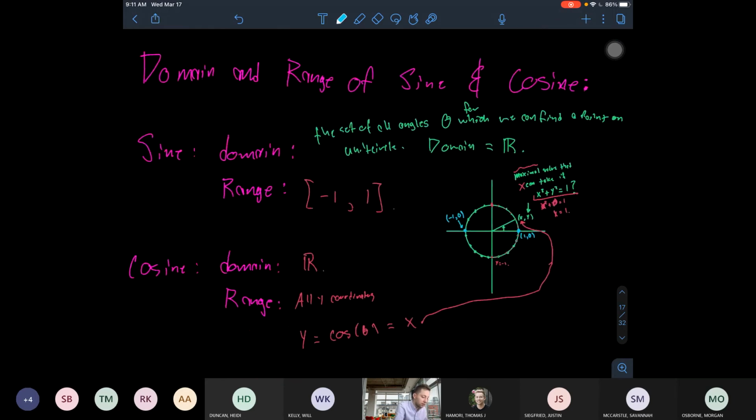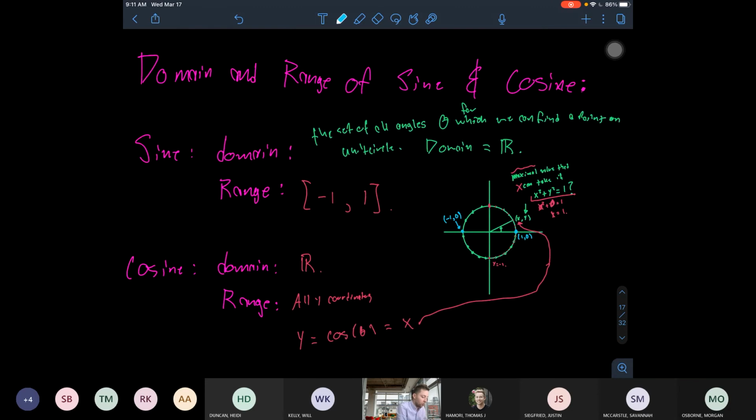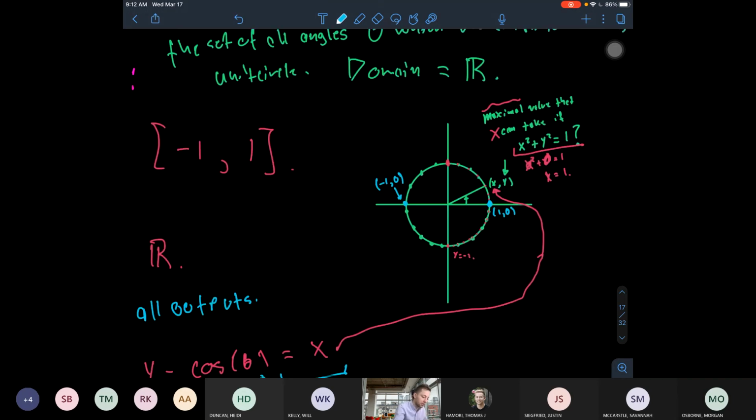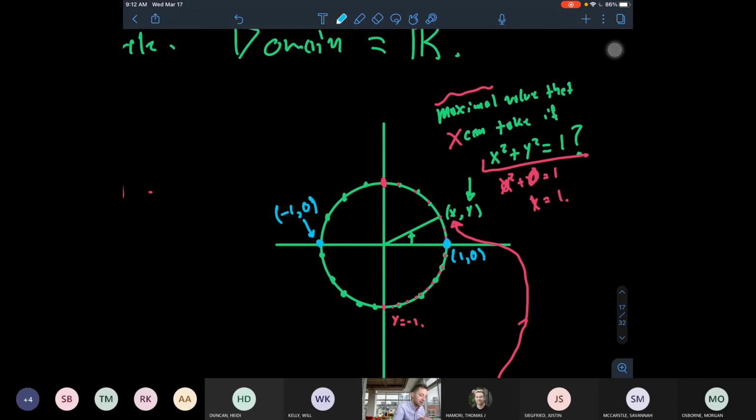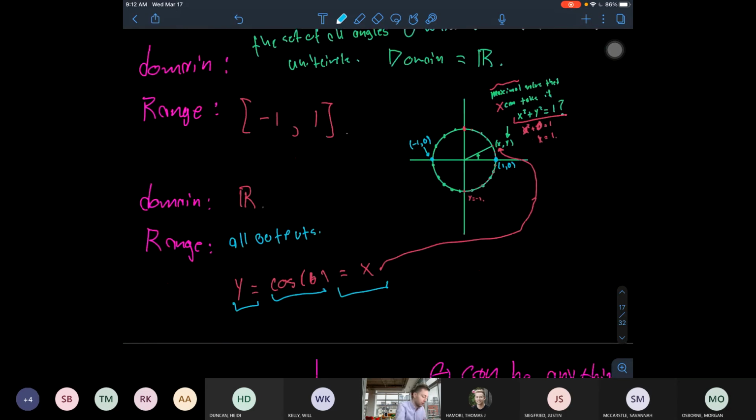Okay, so I think the reason that this is so confusing is that when we think of range, we want to think of all the y coordinates of a function. But in our case, when we write cosine theta, what we're saying is that y is equal to cosine theta, and so y is equal to the x coordinate of those points. So when we think about the range, it might be better to think not about all y coordinates, but rather to think about all outputs of the function. And in this case, the function outputs the x coordinate. So we want to consider all the possible values of x coordinates on the unit circle, which can take any value between -1 and 1. So for this range, we get -1, 1 again.